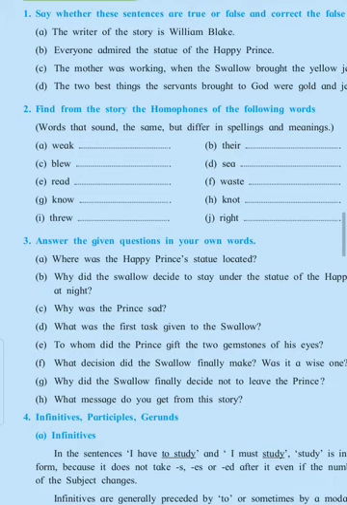Answer the given questions in your own words. Where was the Happy Prince statue located? The statue of the Happy Prince was located high above the city on a tall column. Why did the swallow decide to stay under the statue of the Happy Prince at night? The swallow thought there would be plenty of fresh air as the statue was high up.